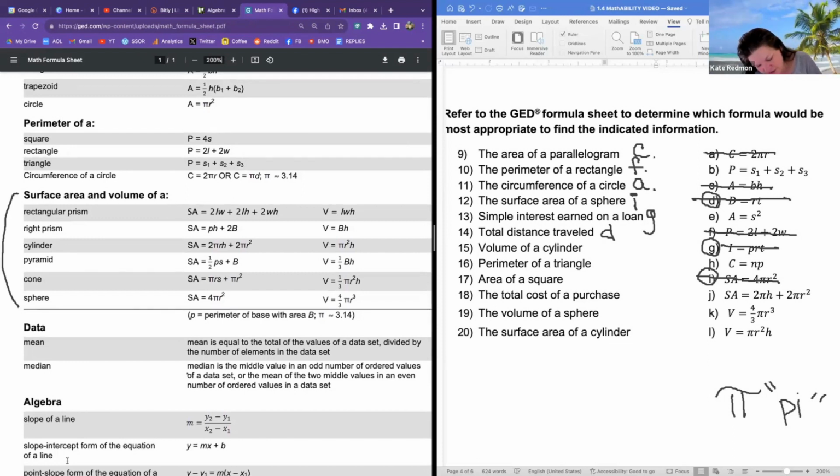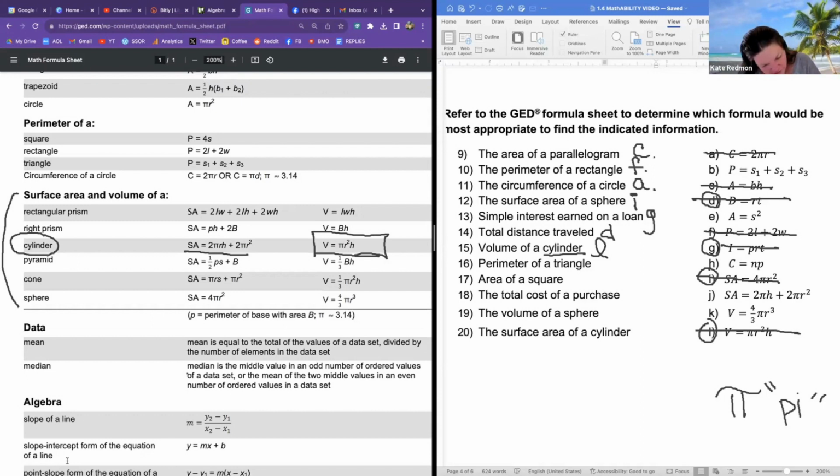And we were looking for volume of a cylinder. So I come down here to cylinder. And again, I have two choices, but I want volume this time. Choose the one with a V. So V is equal to, again, pi r squared h. V is equal to pi times the radius squared times the height. So that's L.